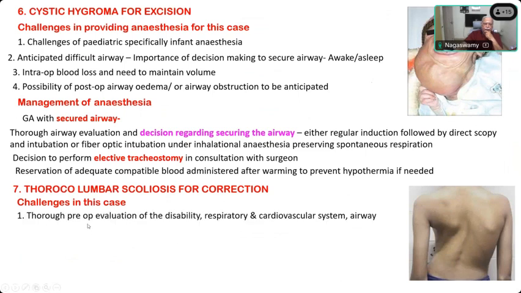So thorough preoperative evaluation of disability, respiratory, cardiovascular system, and airway. These are the four things that you have to keep in mind. Disability is mainly for the patient's pain or walking difficulty. But from the anesthesia point of view, we have to evaluate the respiratory system. So what respiratory problem can these patients have? Restrictive lung disease with inadequate expansion. That can lead to what sort of cardiovascular problem? Pulmonary artery hypertension and right heart failure.